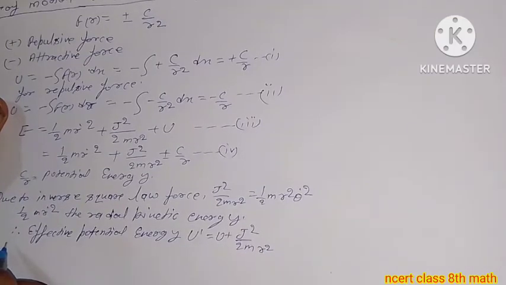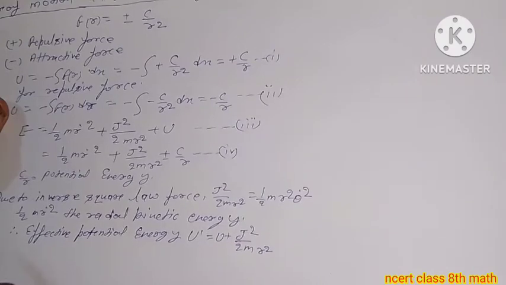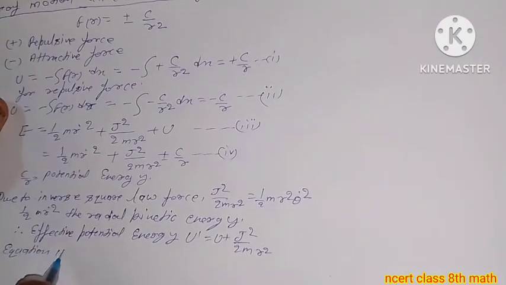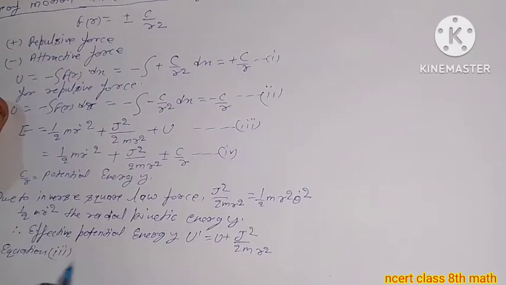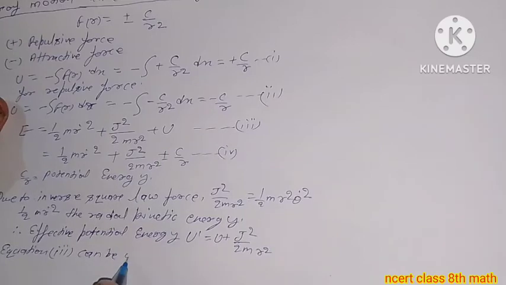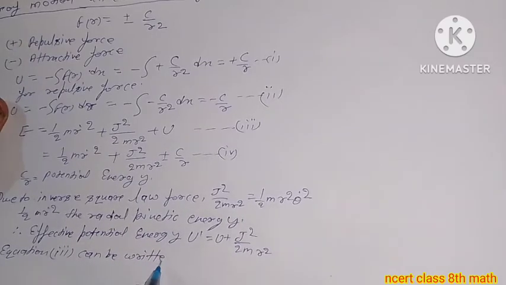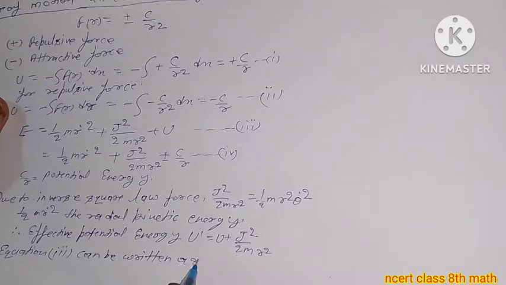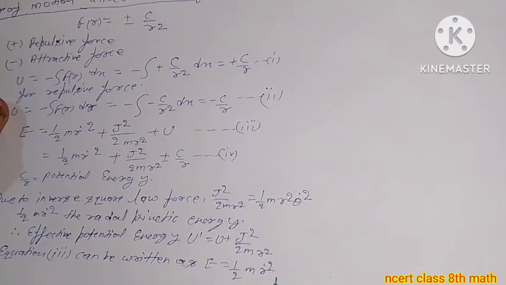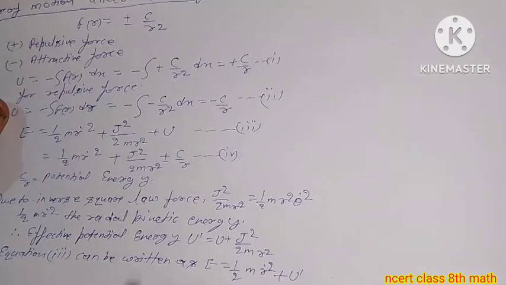Hence equation third can be written as E equal to 1 upon 2m (dr/dt) square plus U dash.